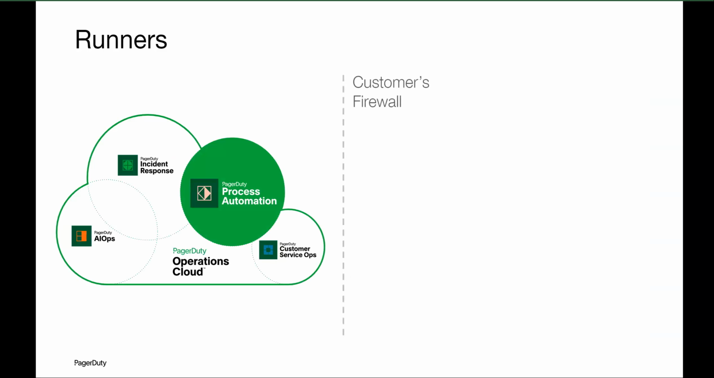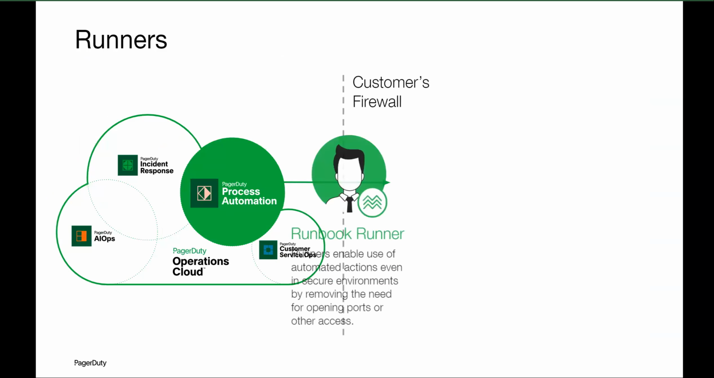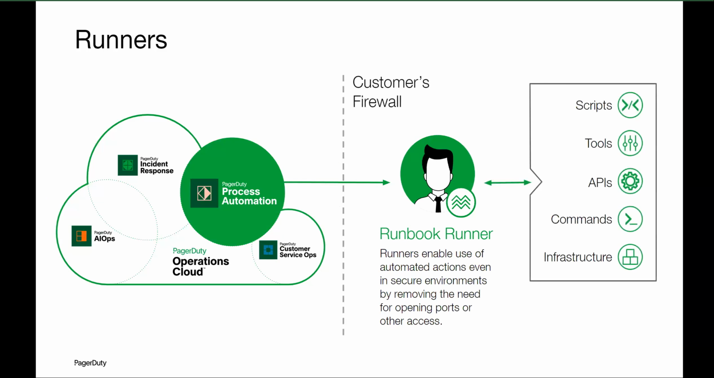All right, so our last security feature we'll touch on here is runners. And runners are basically another feature that are primarily used with Runbook Automation, the cloud offering, in order to allow access to your secure environments. So you may have firewalls or other security on your existing infrastructure, which makes it difficult to allow automated tools access to run code or other actions on them.